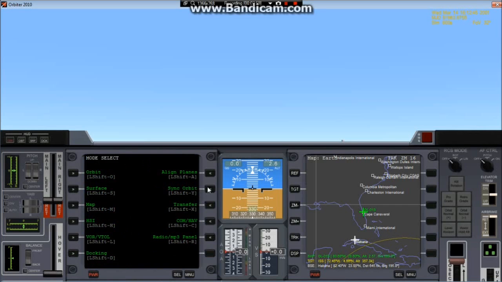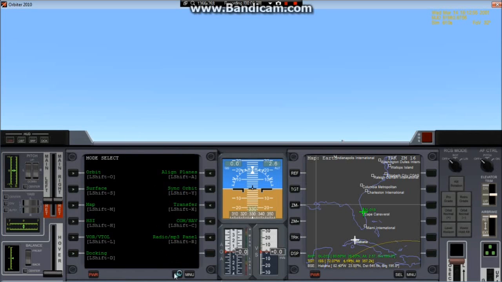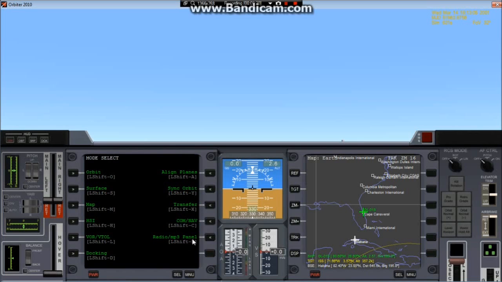And the most important MFD of all is going to be the sync orbit MFD, which needs a circular orbit to be configured properly. So I'm not going to bother with that now. Transfer is unnecessary. It's a redundant function.